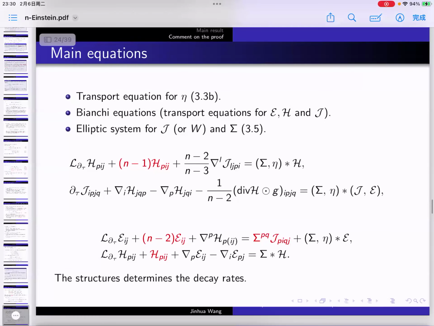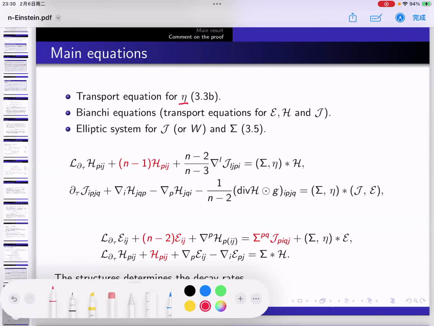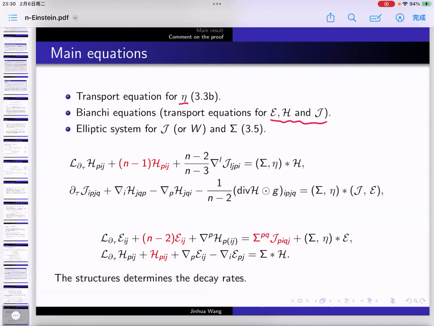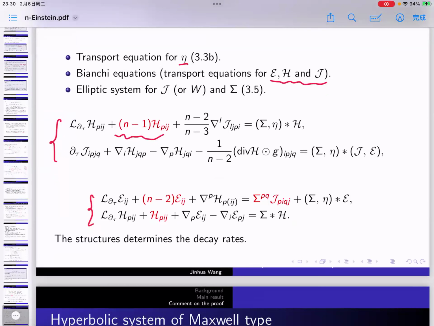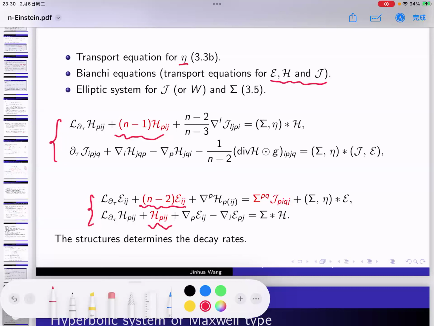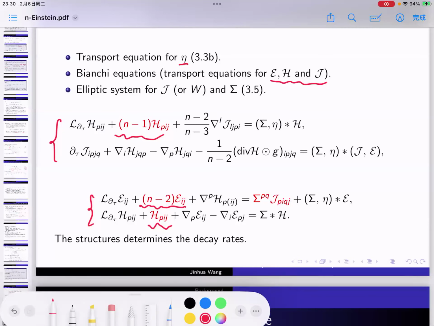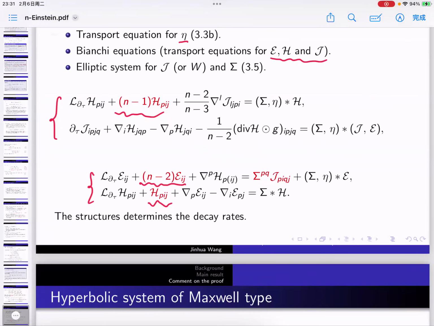The main equations involve this transport equation for eta, and the Bianchi equation, which is actually a transport system for these three quantities, and also an elliptic system for curly J. Here is the transport system, and we can see that, implied by this expanding geometry, on the left-hand side there is a linear term with positive sign, and they give the structure which determines the decay rate of all these variables.